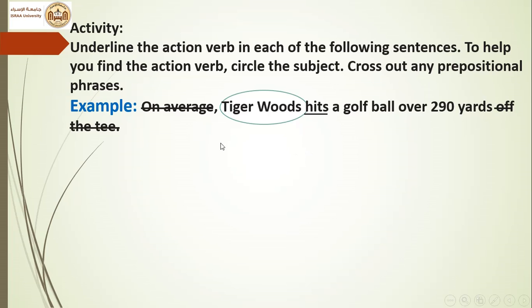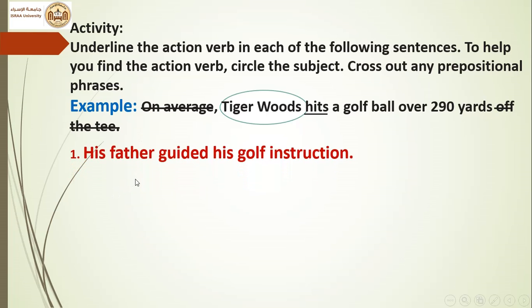Now look at on average. It is crossed out. It is a prepositional phrase beginning with the preposition on. Off the tee is another prepositional phrase beginning with the preposition off. It is crossed out. Tiger Woods is the name of the player. It is the subject of this sentence. It is circled. Hits is an action verb. It is underlined.